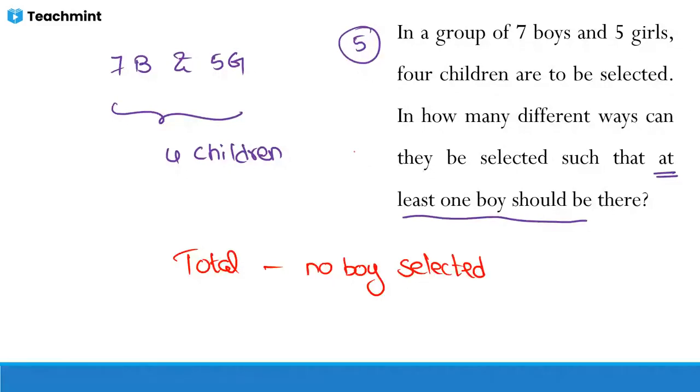Sir, how to calculate the total? Many people are struggling to calculate the total. See, you have 12 children here, 7 boys and 5 girls. You need 4 people, meaning 12C4 is the total. Minus no boy selected means all girls are selected, so the 4 children are from girls only: 5C4. So they may give the option like 12C4 minus 5C4.